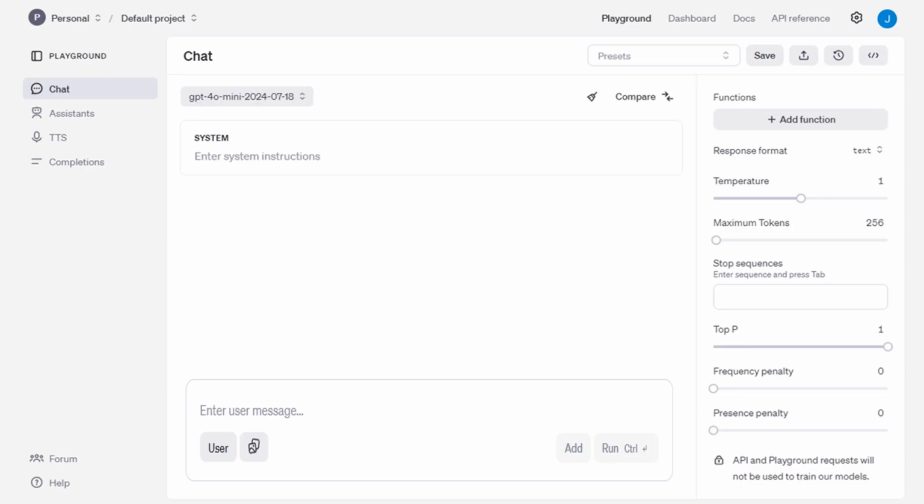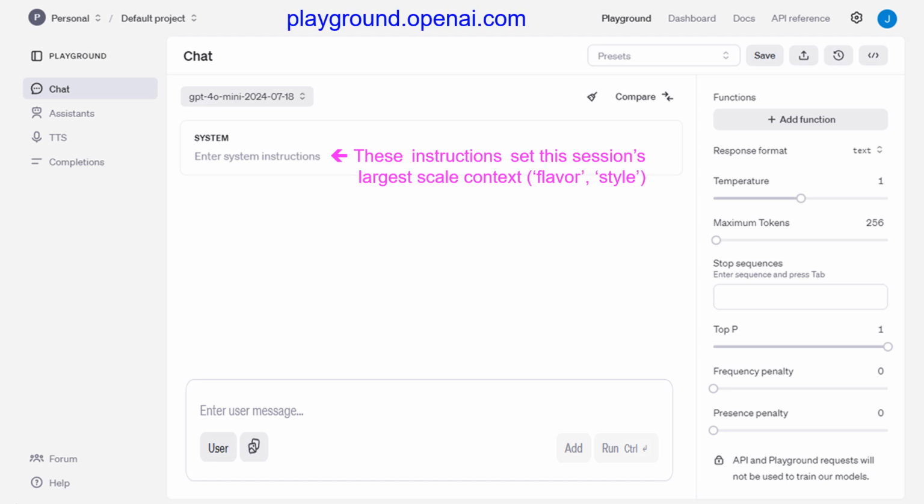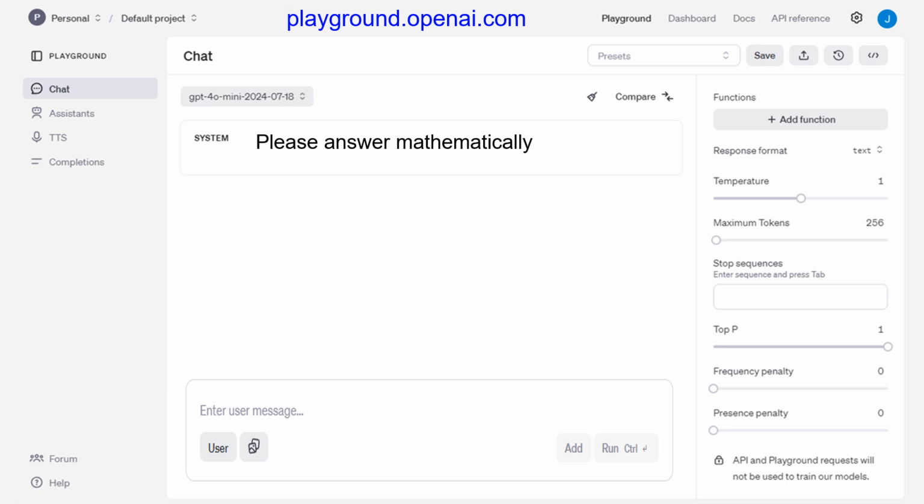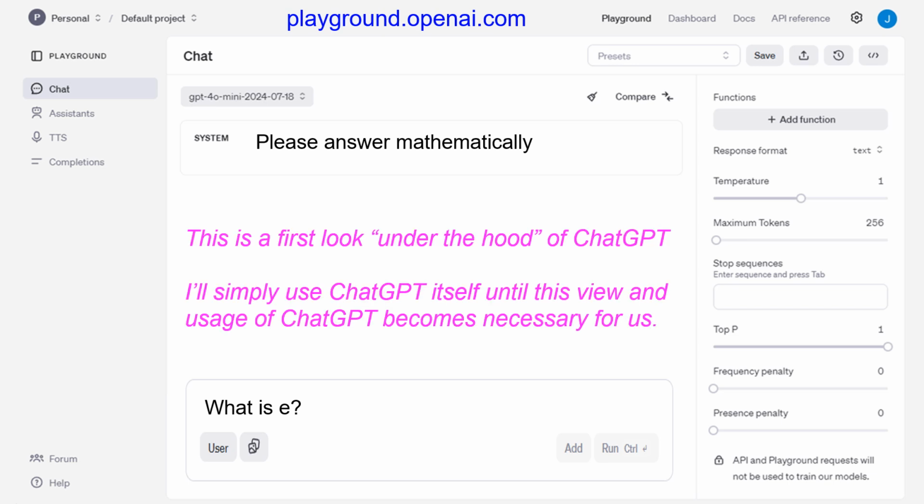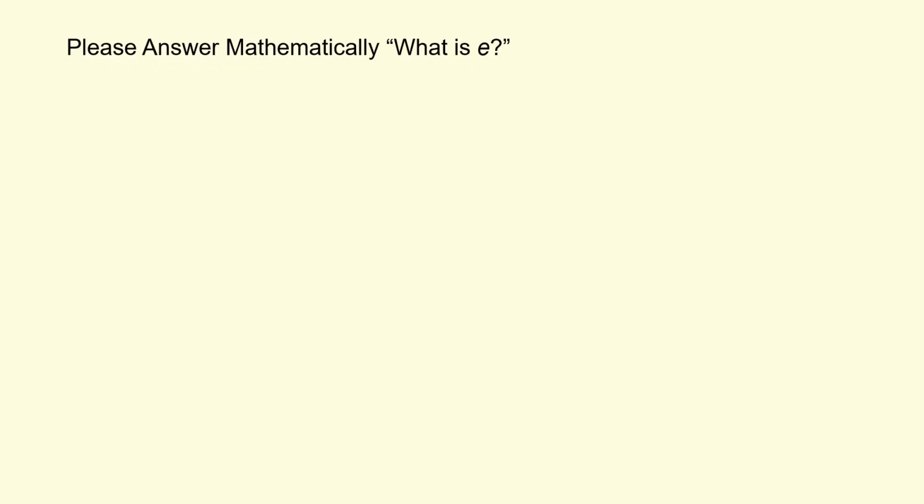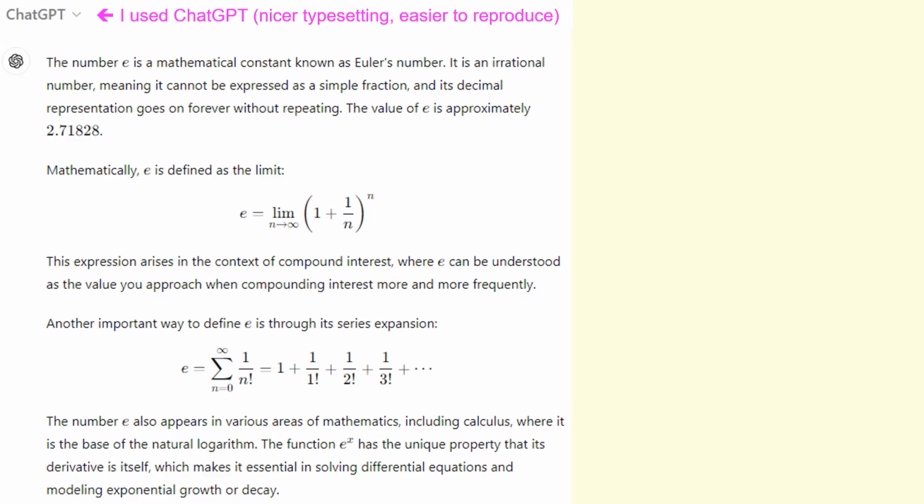Now, if we go behind the scenes of ChatGPT, this is what it looks like. This is the playground. And we can set the session's large-scale context or flavor or style. Please answer mathematically. What is E? This is a first look under the hood of ChatGPT, but I'm going to use ChatGPT itself until we need this, in part because it's not free. So please answer mathematically. What is E? And this is ChatGPT's response.